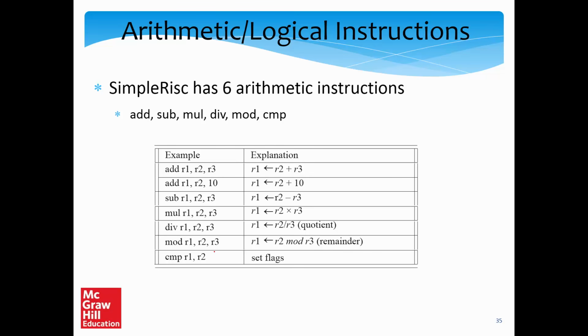So now let's look at another family of instructions. Since the entire family is very similar, I have listed all 6 together in the same place. So SimpleRisc has 6 arithmetic instructions, and as the name suggests, they are addition, subtraction, add, sub, mul for multiplication, div for division, mod for getting the remainder, right? So this is basically getting the modulo or the remainder, and CMP is for compare. So the compare instruction is slightly special, but the rest are very straightforward.